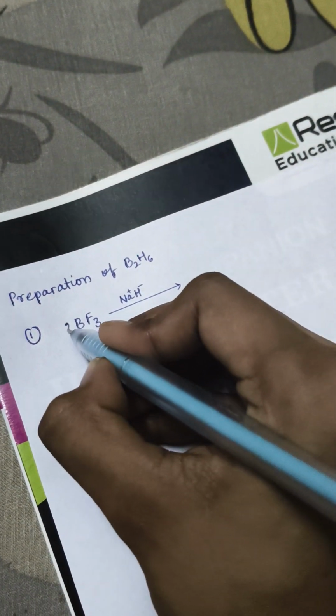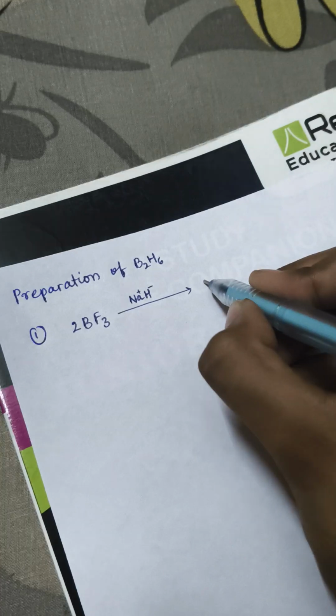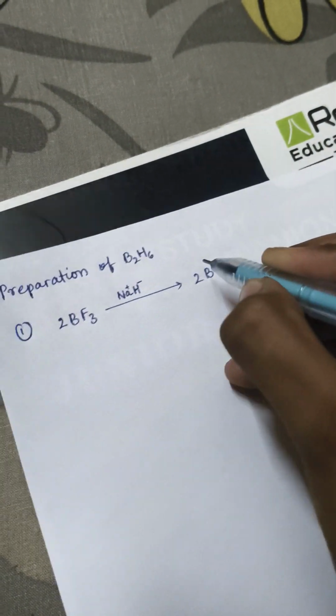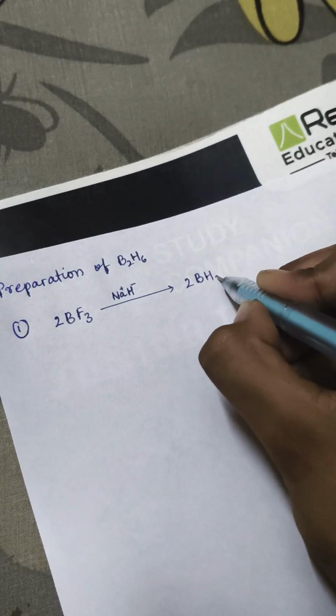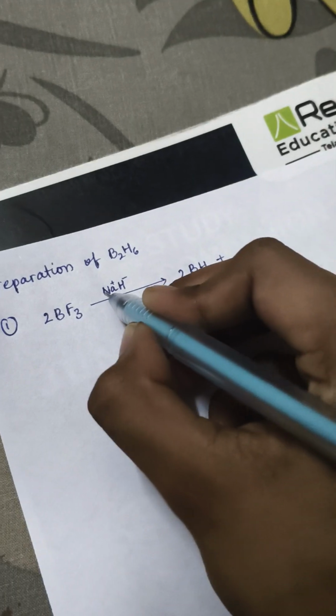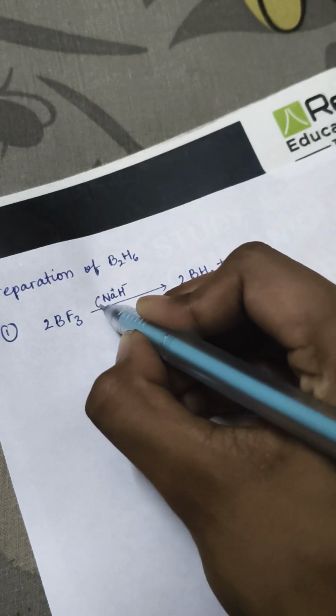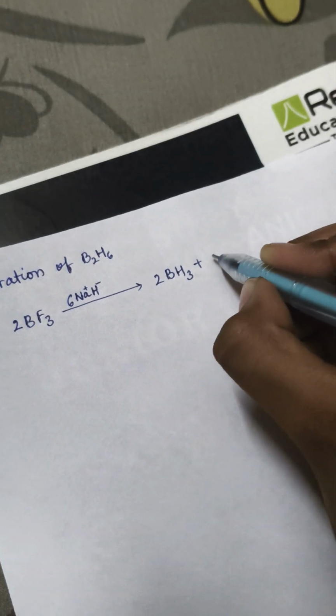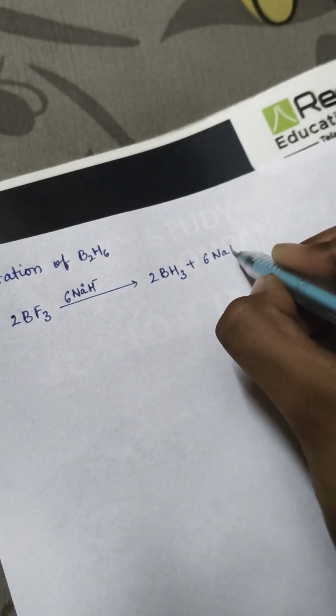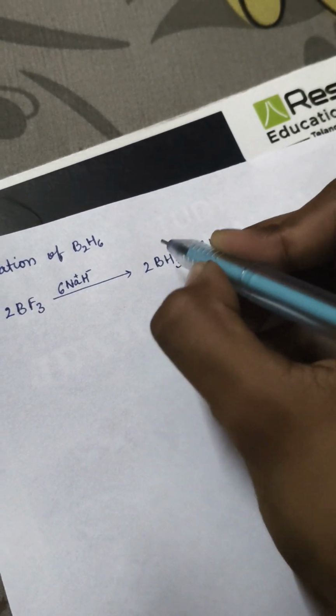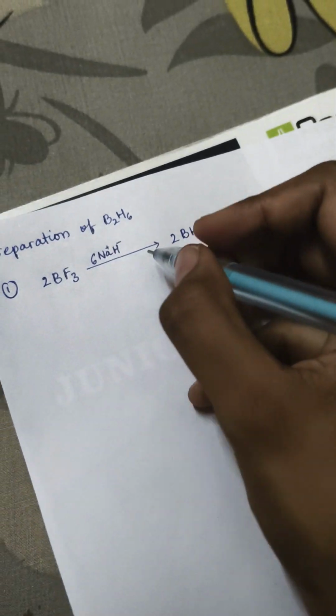If we take 2 moles of BF3, you will find 2 moles of BH3 plus 6 moles of NaF. That is basically B2H6.